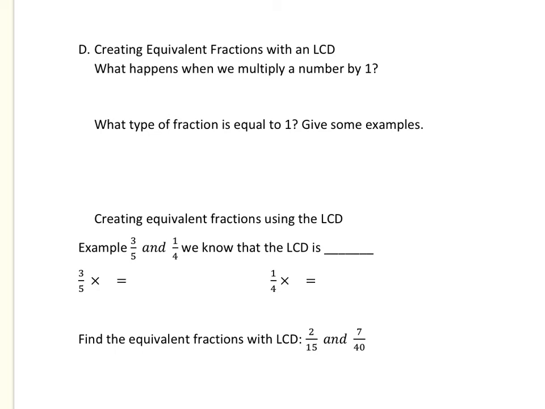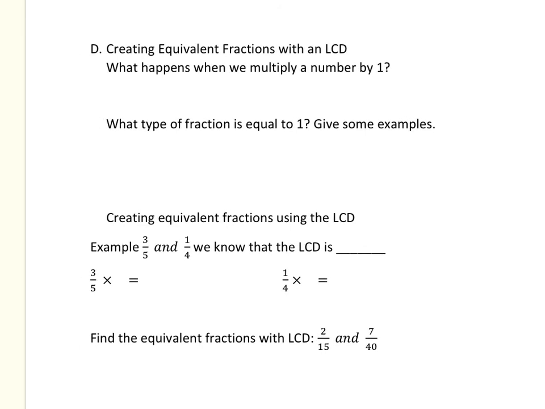So if I go 7 and I multiply it by 1, or if I go negative 352 and I multiply by 1, or I take 1/2 and I multiply it by 1, it actually gives its equivalent value, doesn't it? So 7 times 1 equals 7. It doesn't change the value.